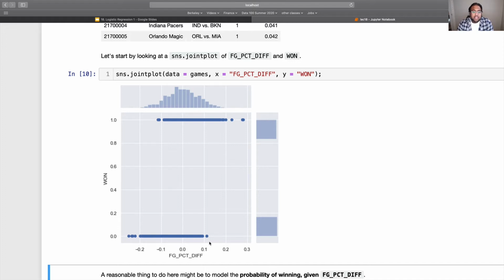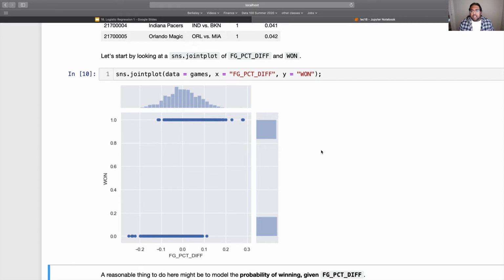You can see that as the field goal percentage difference increases, you're more and more likely to win your game, right? So of teams that shot 20% better than their opponent, they all won their matchup. And of teams that shot worse than 15% worse than their opponent, they all lost their matchup. So our end goal will be to predict, given a team's field goal percentage difference, whether or not they're going to win that game.